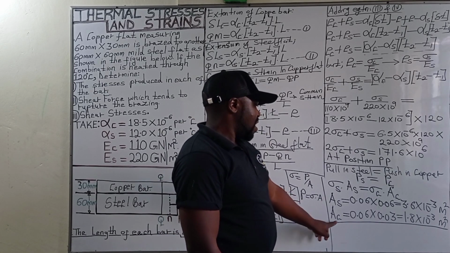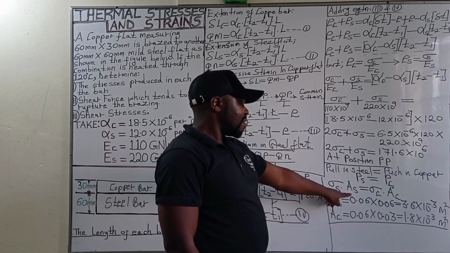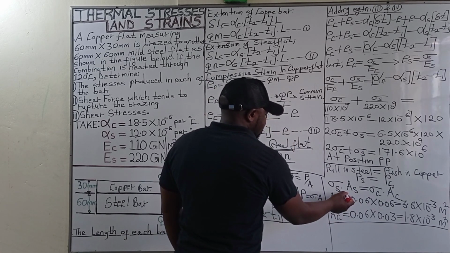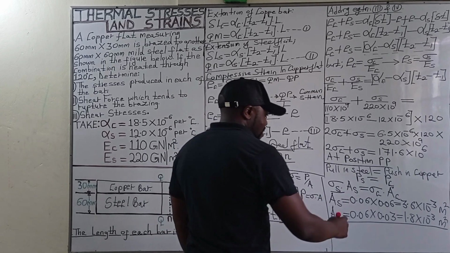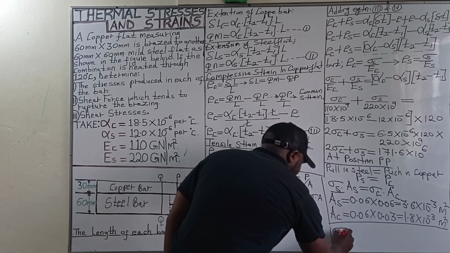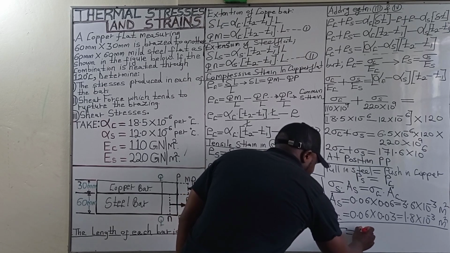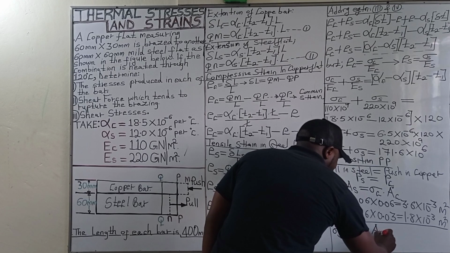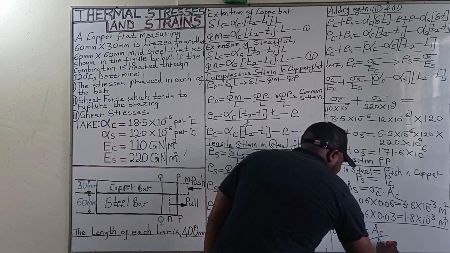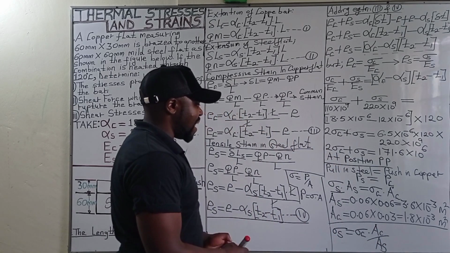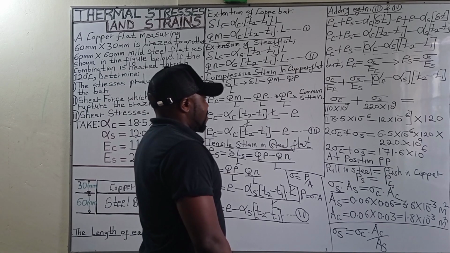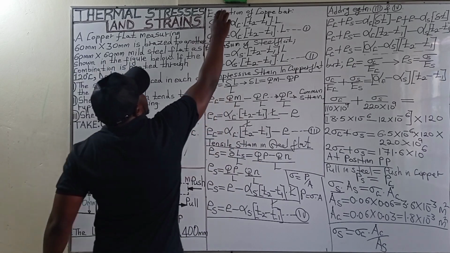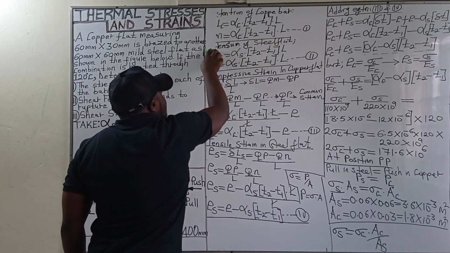So when we substitute them here, we are going to have this. If we make stress in steel the subject, we are going to have stress in steel is equals the stress in copper times area of copper divided by area of steel. Good. The other part I'm going to write it here. So let me clean up this section.